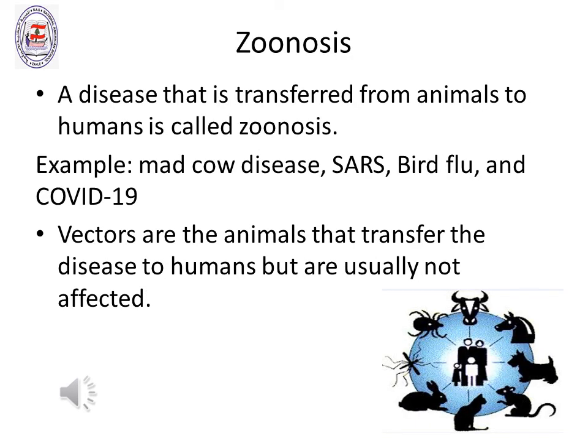The last way is zoonosis. It is a disease that is transferred from animals to humans. Example, mad cow disease, SARS, bird flu, and COVID-19. Vectors are the animals that transfer the disease to humans but are usually not affected. For example, bats have transferred COVID-19 to humans.